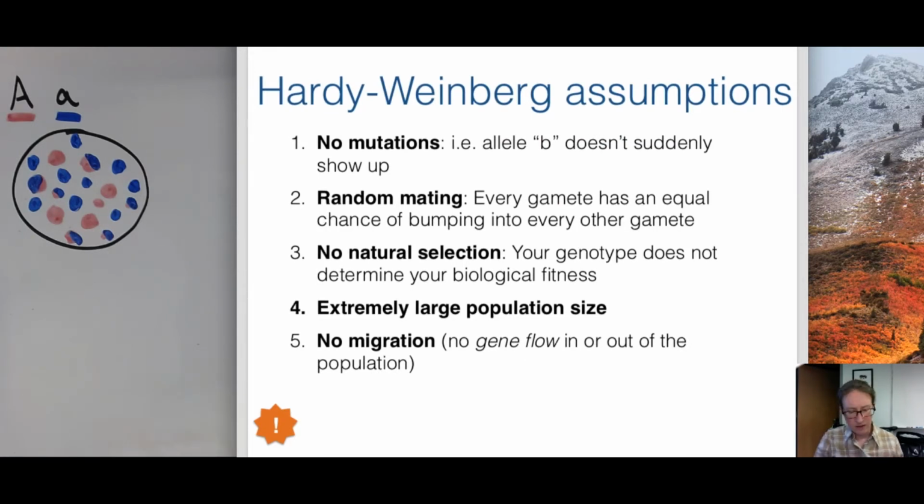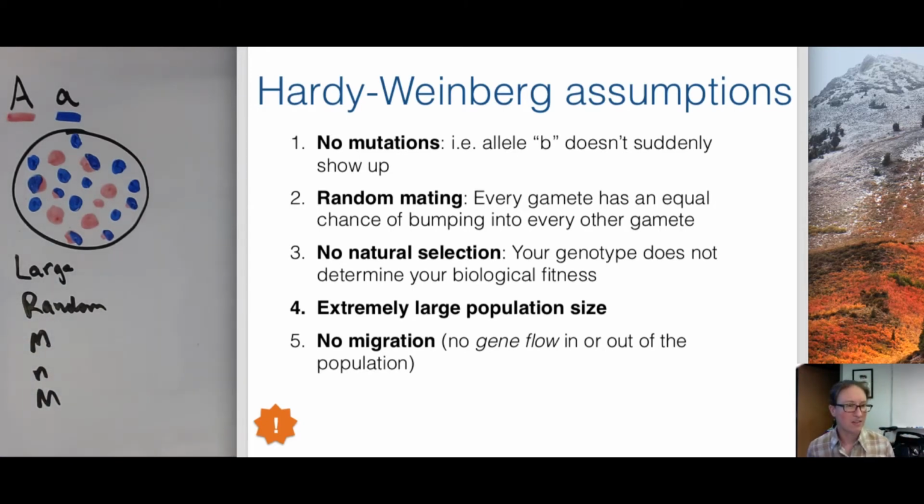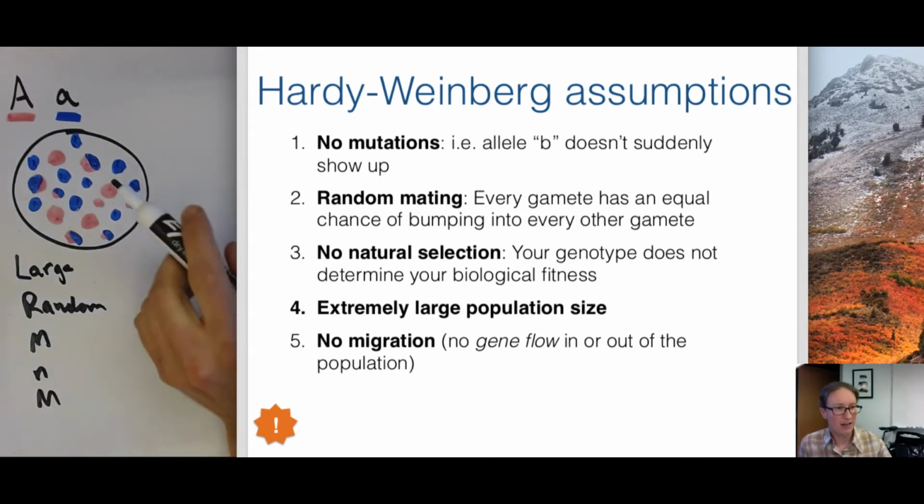So there are 5 assumptions associated with a population being in this equilibrium condition. And these are assumptions that you will need to know. And I'm going to give you a little mnemonic device for remembering them, which is large, random, M, and M's. Okay, so here's what they are. So the assumptions are, there aren't any mutations, so we're not going to have an allele B suddenly show up. Next assumption is random mating.